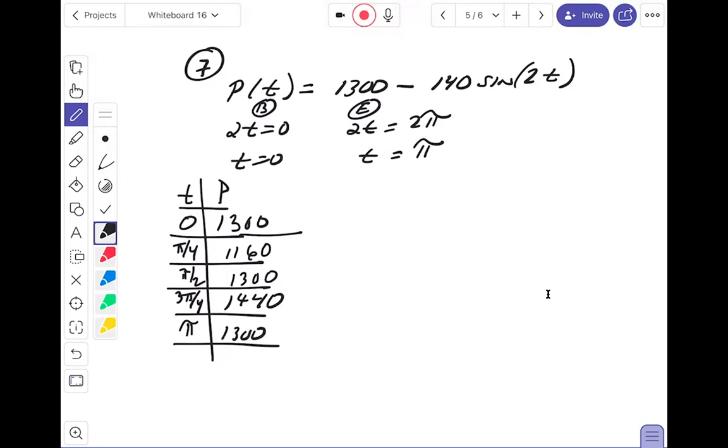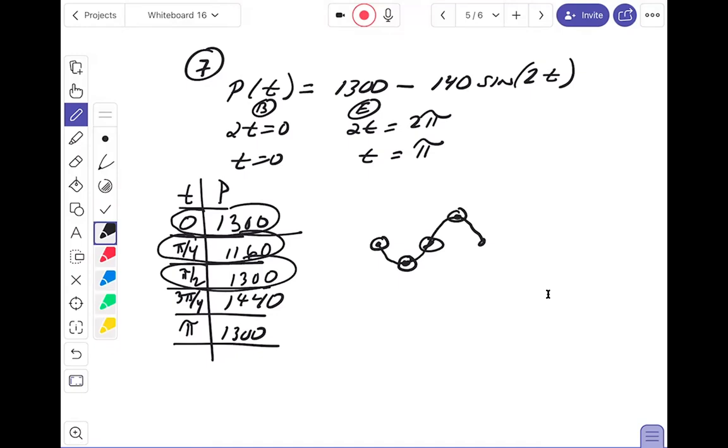Again, it's cyclic. I want to point out what I mean by this. We get a curve that looks like this here. I'm going to put the points down for you. So the first point 0 is 1,300. Circle that for you. Then at pi over 4, this point here, the population goes down. Then it goes back to the 1,300. And then at 3 pi over 4, it goes to 1,440. Of course, what's the question?